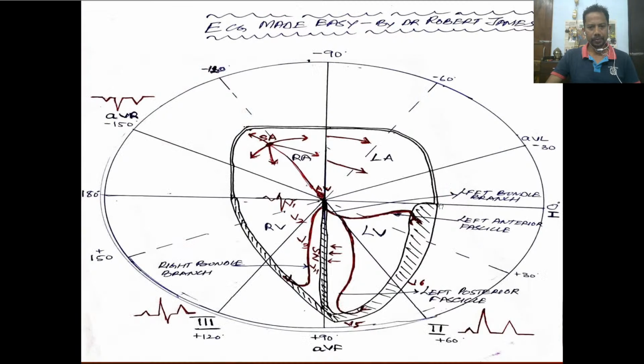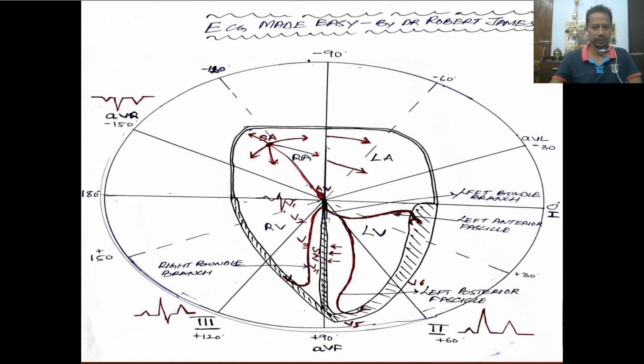So this is the circle. It's the same circle, Einthoven's triangle, which we have made out here. In this you have to remember there is a 0 degree out here, 180 degree out here. Learn this by heart: minus 90 out here, plus 90 out here, and you have to remember all the leads are placed at multiples of 30.